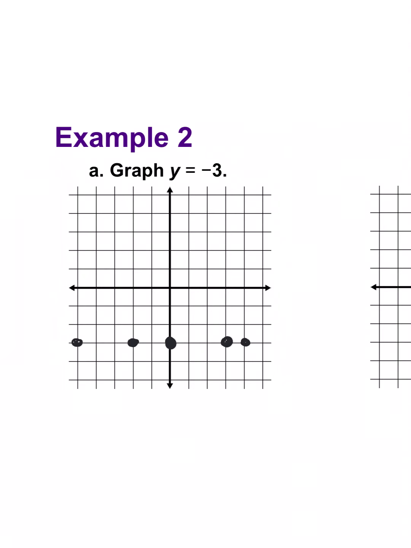It doesn't matter what the x value is because there's no x value in that equation of y equals negative 3. So I draw a line through here, put arrows on the end. So therefore, y equals negative 3 is a horizontal line where that y value is negative 3.